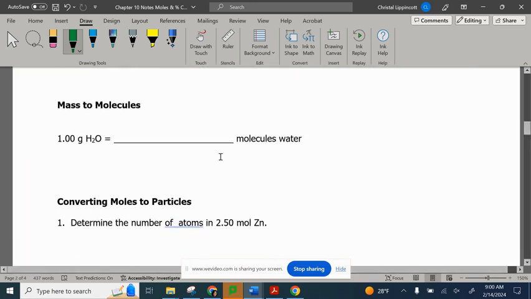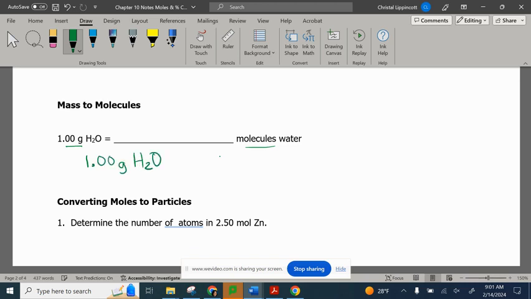So here we are going grams to molecules. So I'm going to go 1.00 grams of water. I want to get rid of grams. Where do they go? Top or bottom? What's going to go on the other side for units? Molecules? I can't get into molecules. I don't have that. Oh, so moles. Yep, I'm going to go moles here.